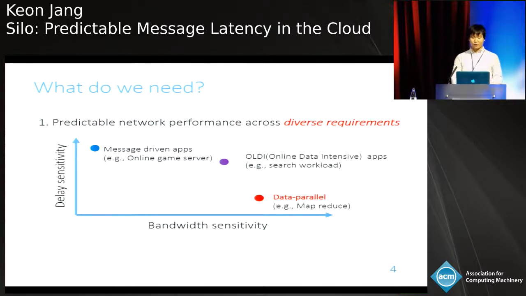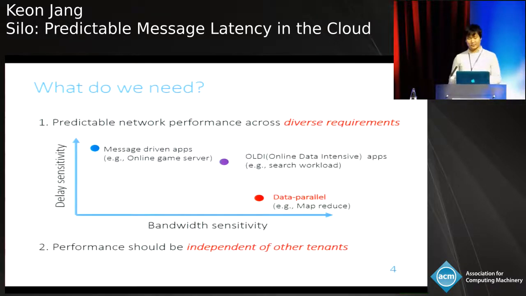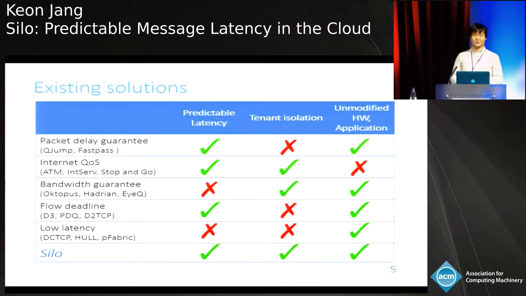And second, the network performance should be independent of the other tenants. What this means is that no matter what other tenants are doing, a tenant's worst-case performance should be bounded. Of course, this is not a new problem, and many existing solutions are out there.